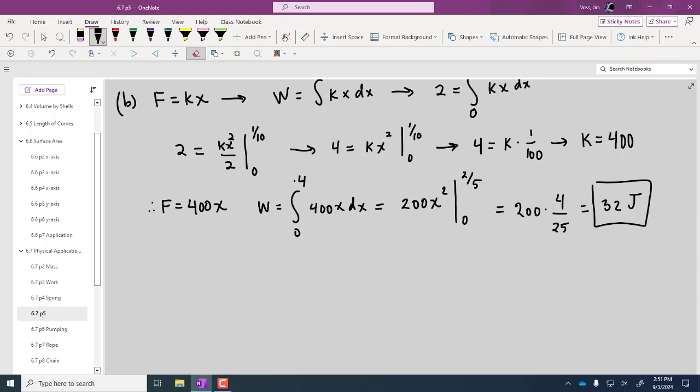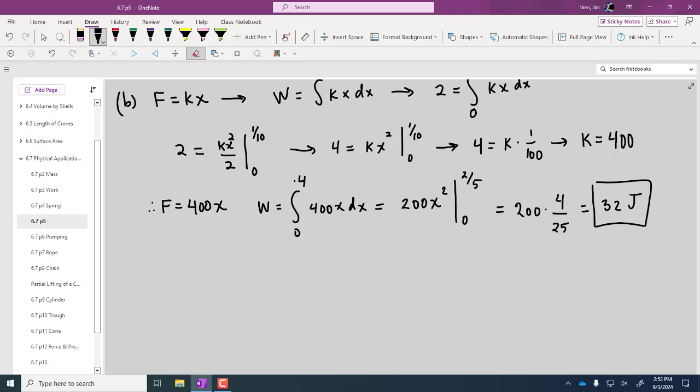All right, any issues with the spring? So the spring is kind of the most basic application that we'll look at in this section. And now we're going to get to the more interesting applications. So the same basic principle is going to apply. Work is force times distance. But now we're going to talk about introducing gravity.